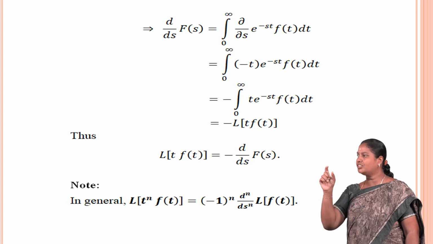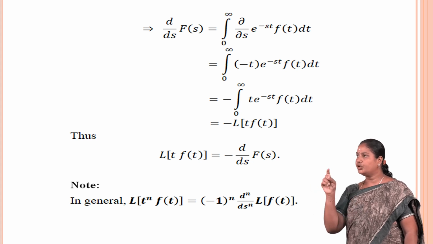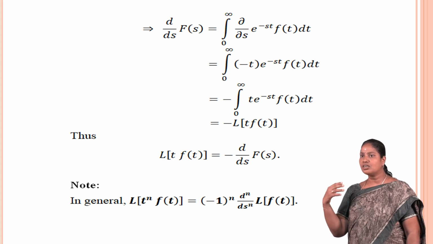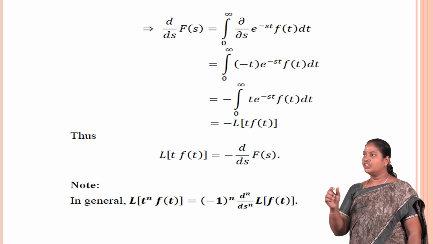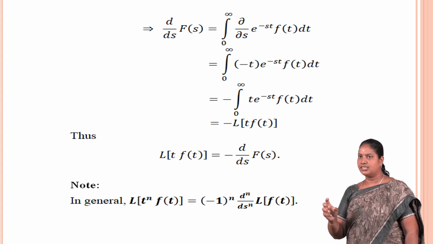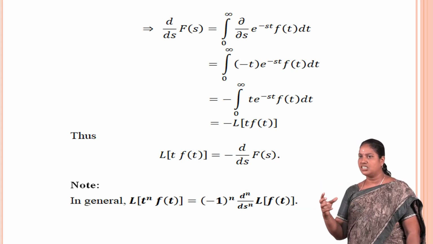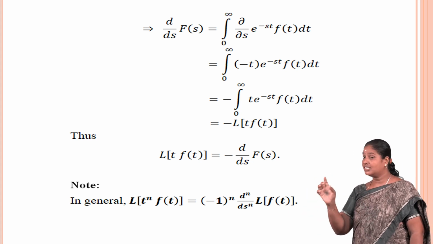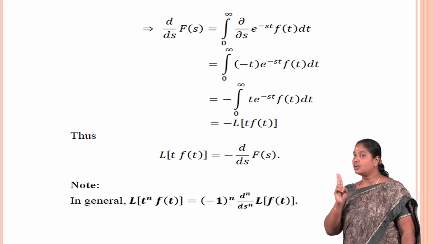So we are using the partial derivative because we are going to differentiate only with respect to s. Here t will be considered as a constant. So we are differentiating with respect to s. So d by ds will go inside as ∂/∂s, and ∂/∂s of e^(-st) is nothing but -t times e^(-st), because here s is the variable, t is the constant.